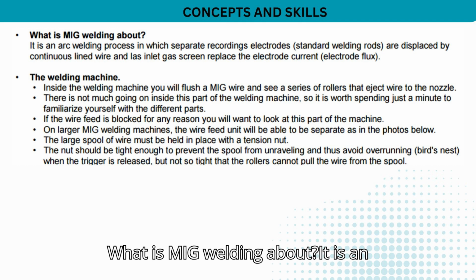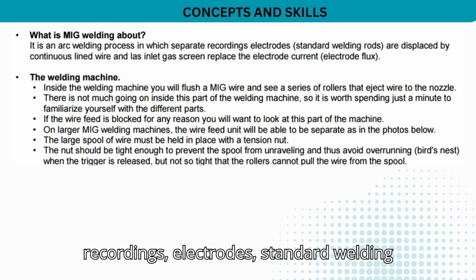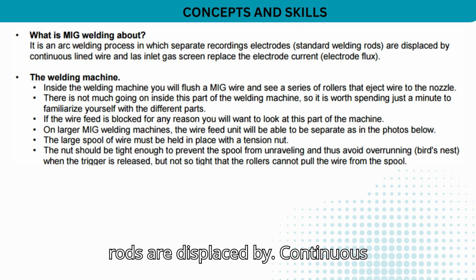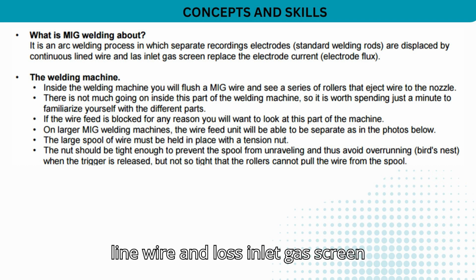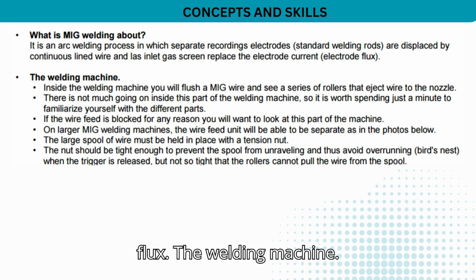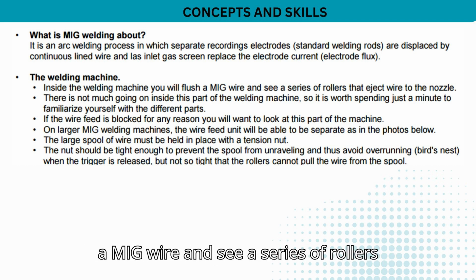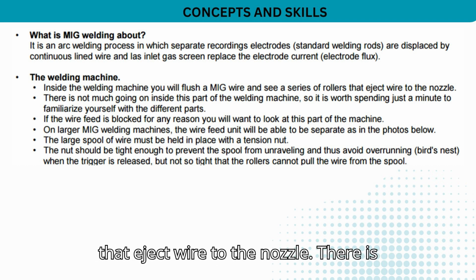What is MIG welding about? It is an arc welding process in which separate electrodes, standard welding rods, are replaced by continuous wire, and a shielding gas replaces the electrode flux. The welding machine. Inside the welding machine you will find a MIG wire and see a series of rollers that feed wire to the nozzle.